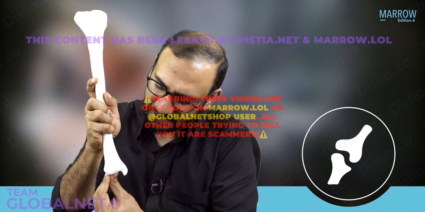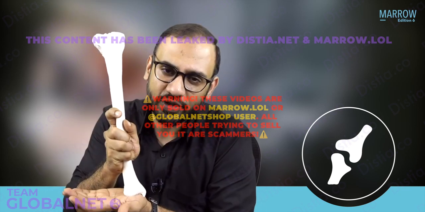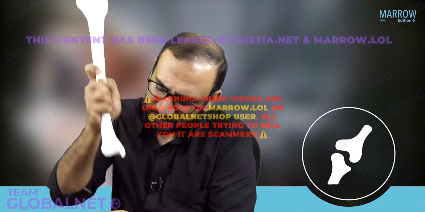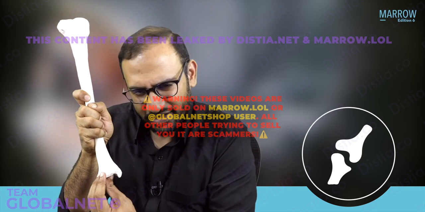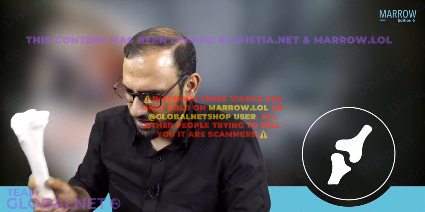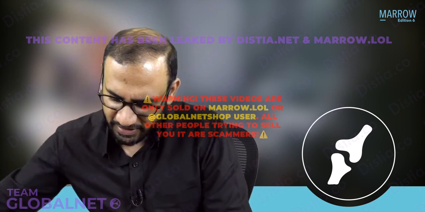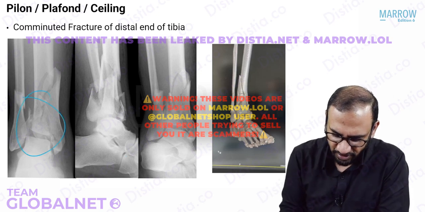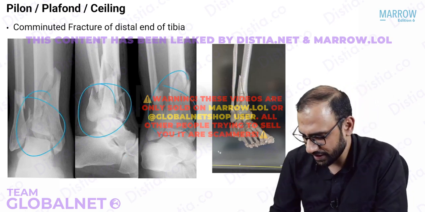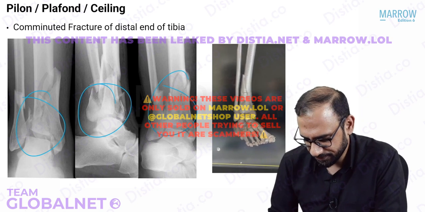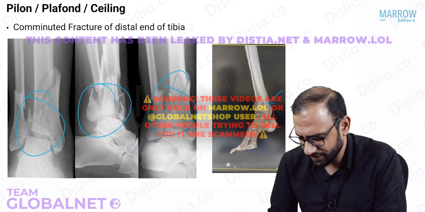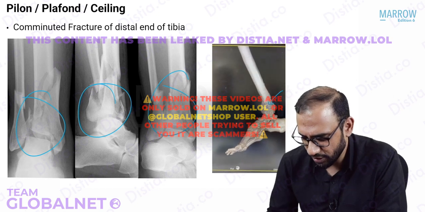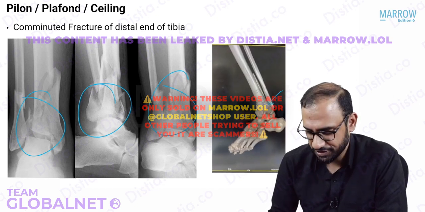Now, this is a fracture that can occur if there is axial loading or a fall from height. When there is a fall from height, the talus will force itself into the ceiling, that is the distal end of the tibia, and cause fractures. So look at this x-ray. You can clearly see that the distal end of the tibia is comminuted here. And let me show you this 3D CT of pilon fracture. You can clearly see that it is comminuted. Everything is destroyed. This is known as pilon or plafond fracture.